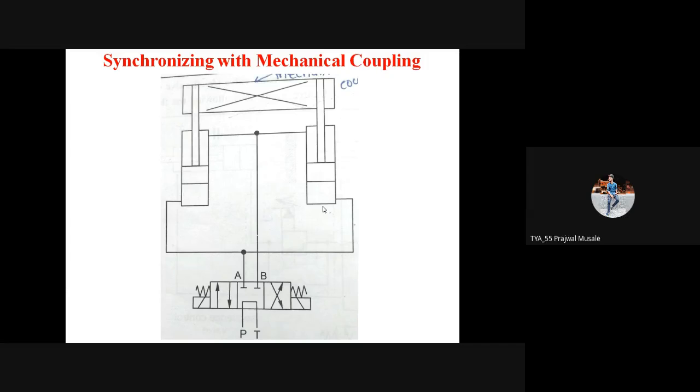10 kg वाला हा 10 kg च फास्ट मूव्ह होईल. ज्याच्यावरती लोड कमी आहे तो फास्ट मूव होईल, बरोबर आहे का नाही? But there are certain applications where we require the simultaneous movement of both the cylinders irrespective of the load which will be on each cylinder. लक्षात येत आहे का?